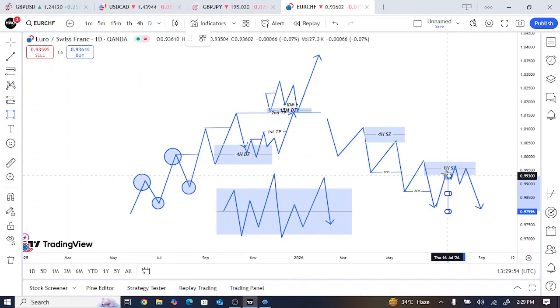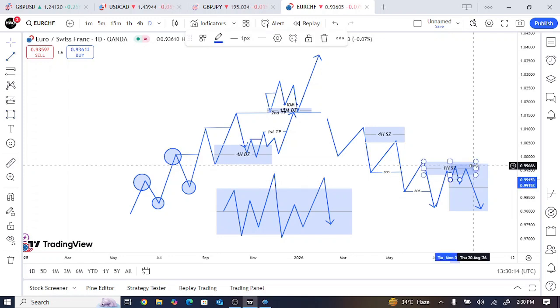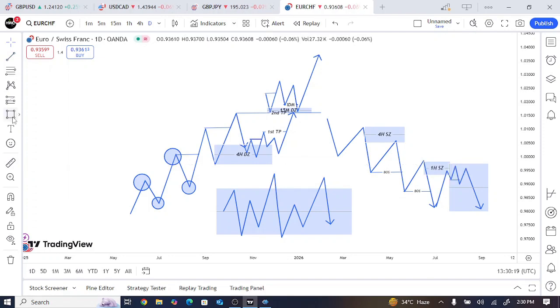From here, immediately we see these things, market structure shifts and a demand zone in the 5 minute time frame, a supply zone, sorry, we are going to immediately take the trade.